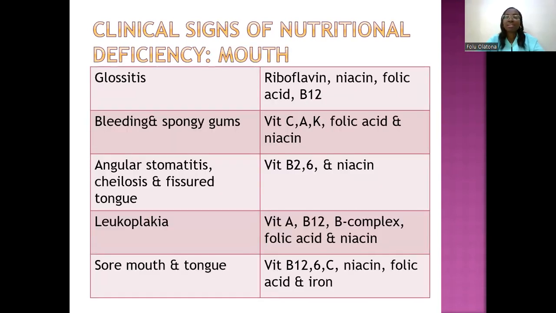If there's glossitis, inflammation of the tongue, riboflavin, niacin, folic acid, vitamin B2. Bleeding and spongy gums, vitamin C, A, K, folic acid, and niacin. Angular stomatitis, cheilosis, and fissured tongue, vitamin B2, vitamin B, C, and niacin. Leukoplakia, vitamin A, B12, B complex.